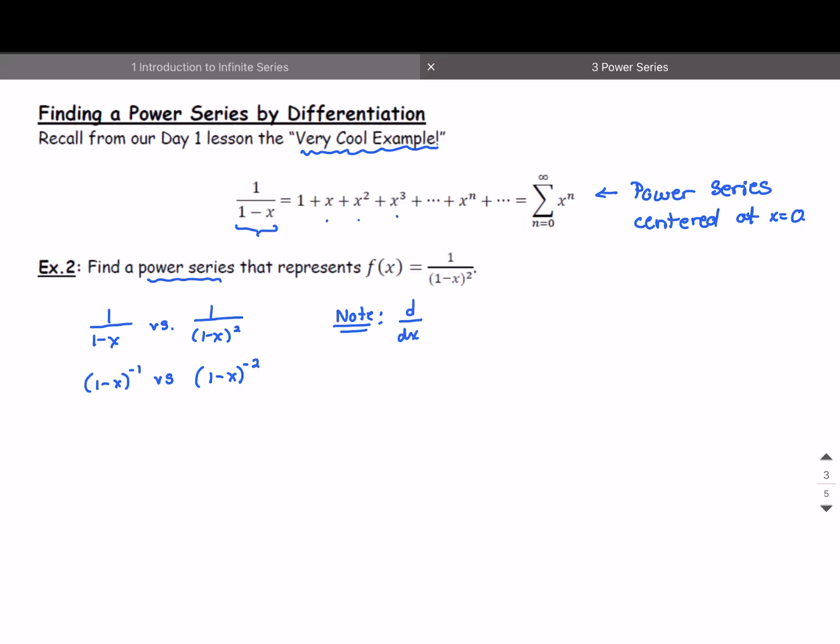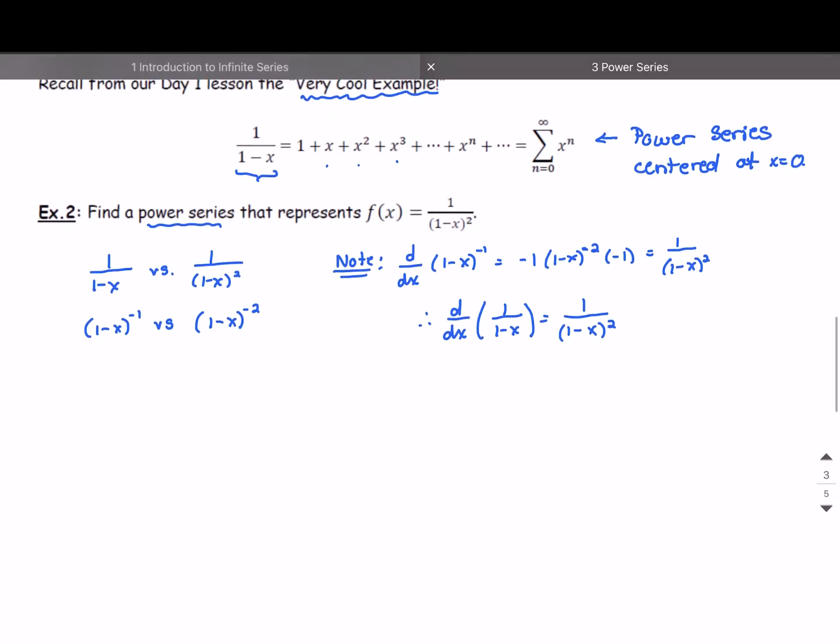If you were to take the derivative of 1 minus x all raised to the negative 1, we bring down the exponent, keep the inside, decrease the exponent by 1. The derivative of the inside is negative 1, and lo and behold, we get 1 over the quantity 1 minus x squared. So we now know that the derivative with respect to x of our very cool example is the function that we now want to express as a power series.